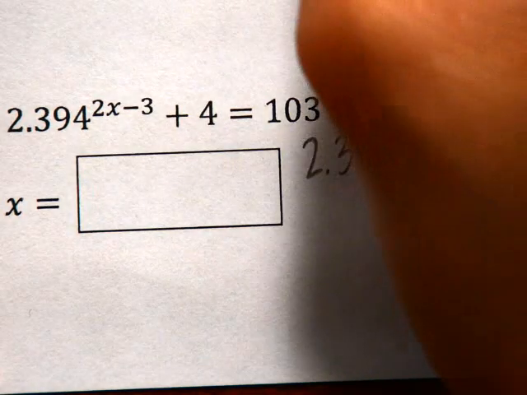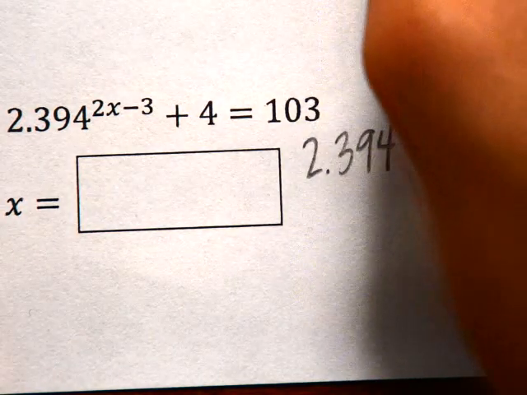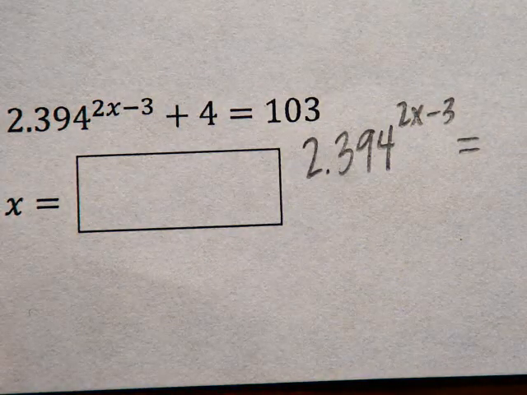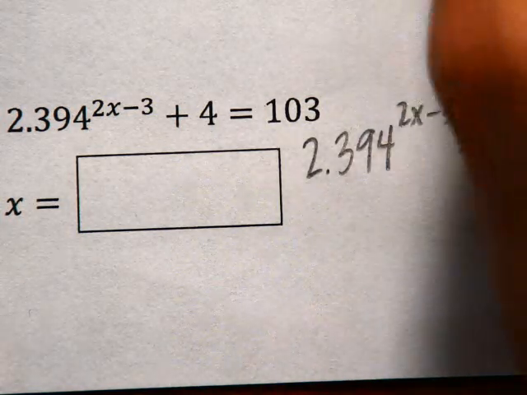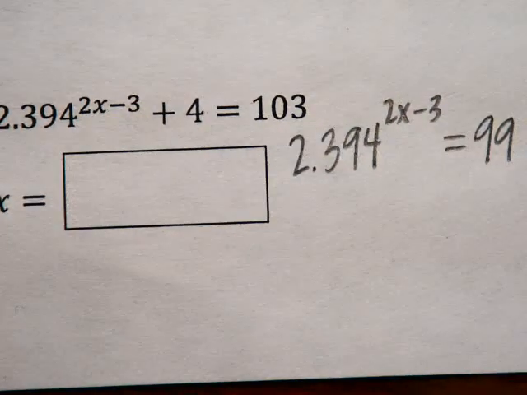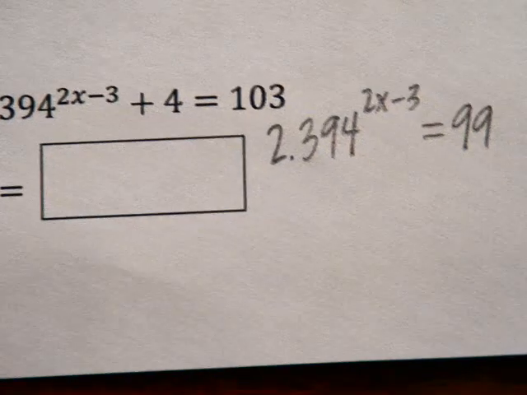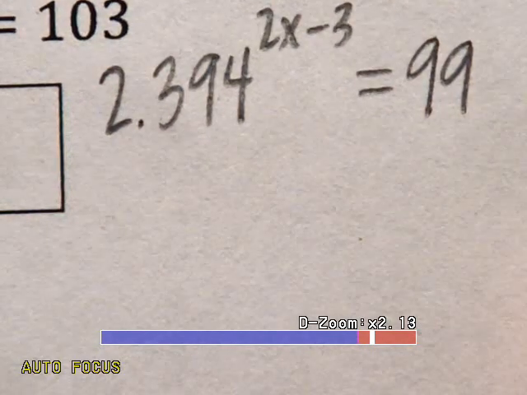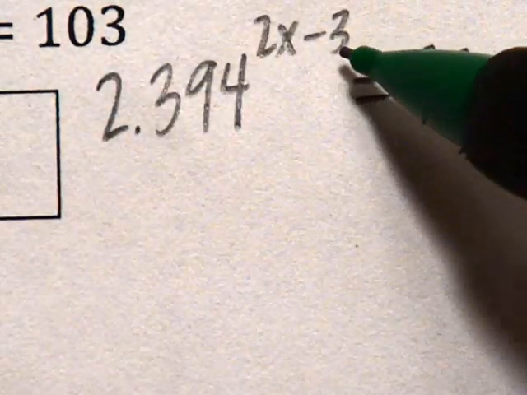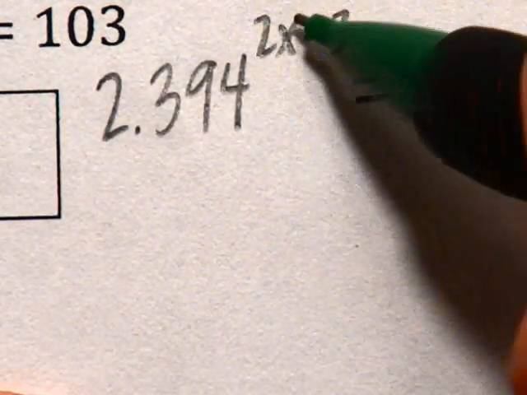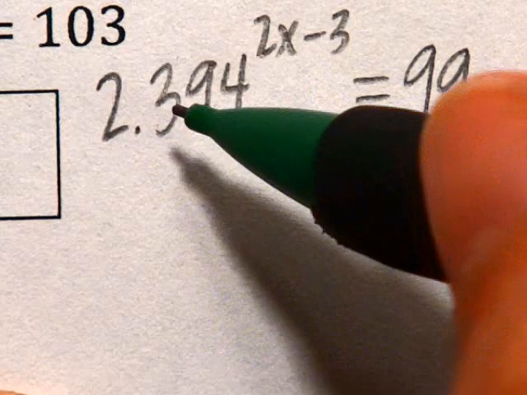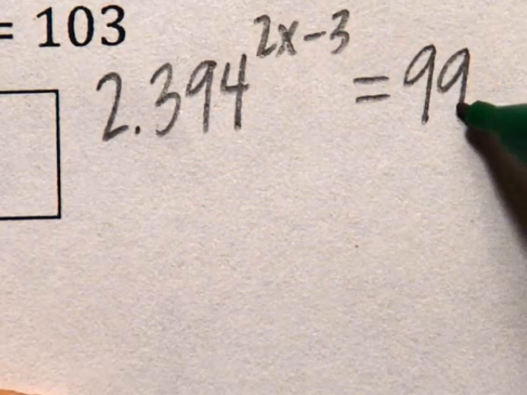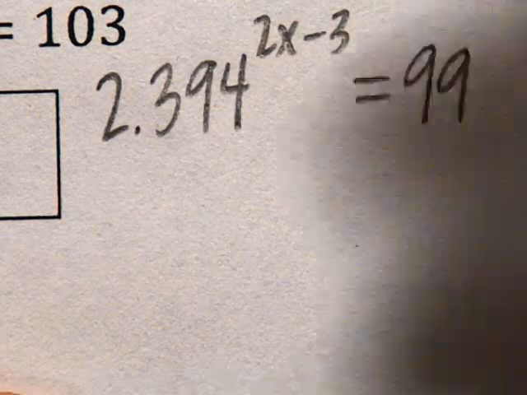2.394 to the power of 2x minus 3 equals, if I subtract the 4 to the other side, 99. So now I know that I have something that looks much more exponential in nature, and now it's going to look more familiar. I have something to the power of x. Granted, the x is a bit crowded with other things, but no big deal. I have something to the power of x equals a number. Now I know I can do my log process.